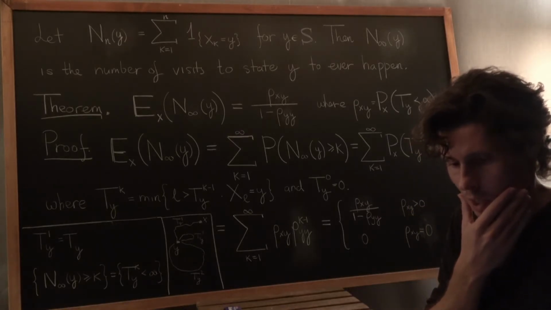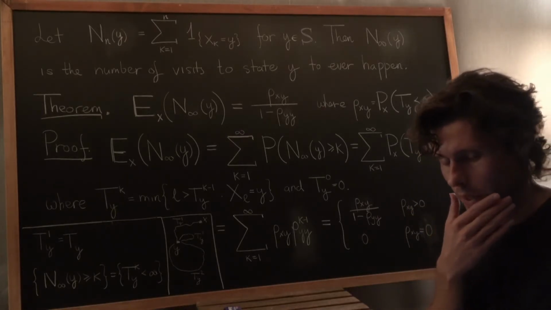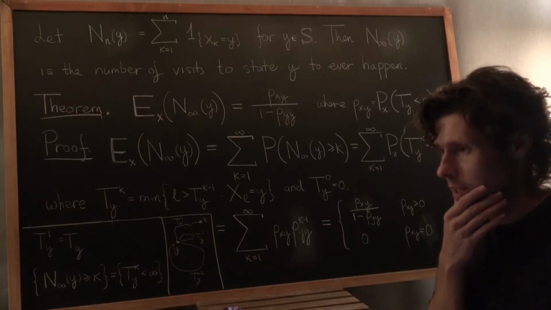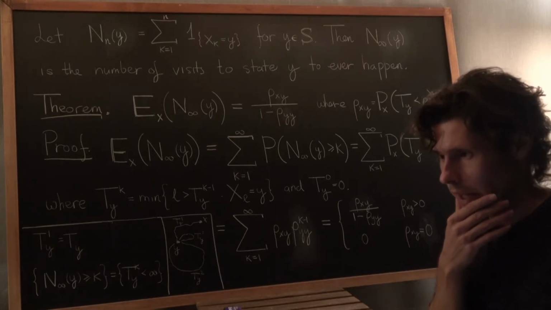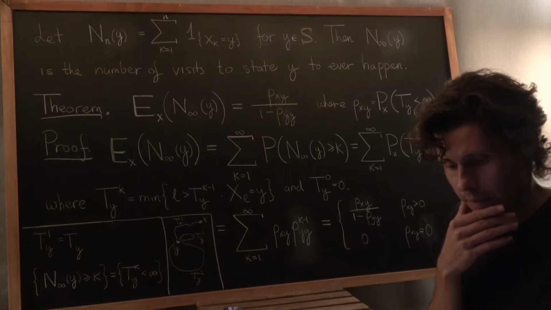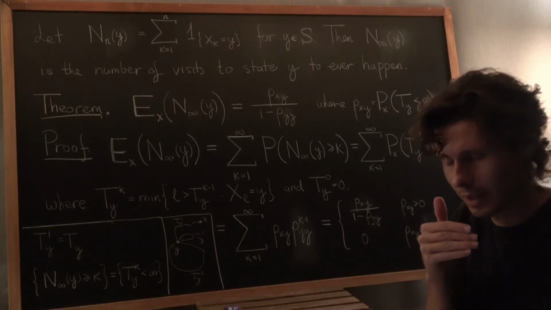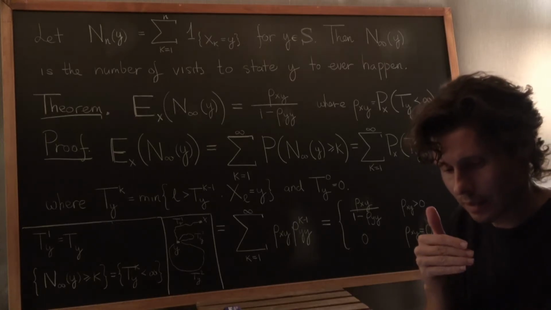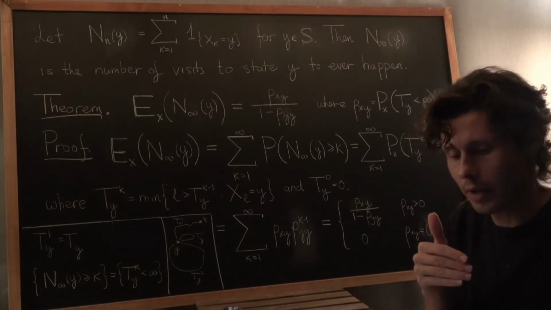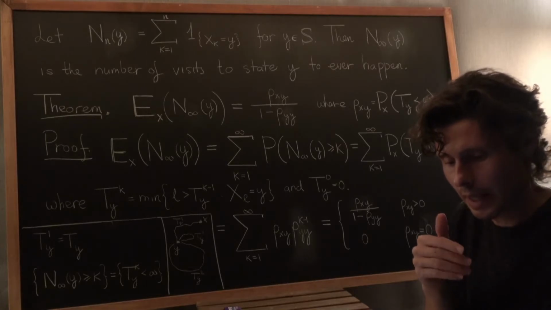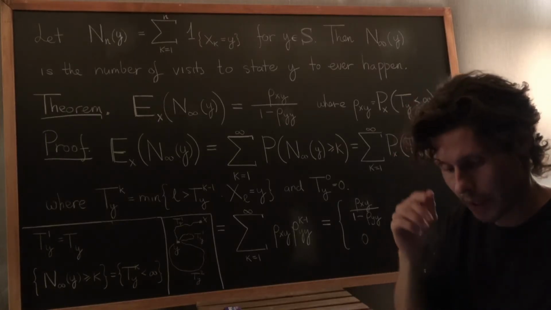And just to sum up, again, in one sentence, what is T_k^y? T_k^y is the total length of the trip taken to visit state y k times. T_k^y is the total number of time steps that it took to visit y precisely k times. And so precisely is important here.